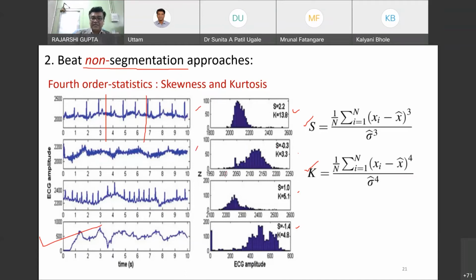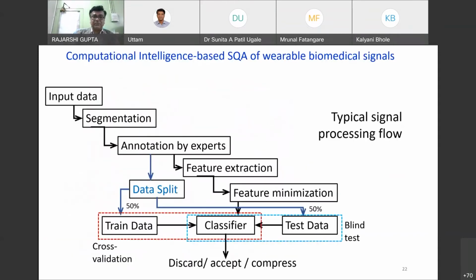So here these are the amplitudes, not the time. And this is the number of samples having this much of amplitude, something like this. So from this approach also, it is possible, using the skewness and kurtosis, to assess the signal quality using non-segmenting approaches.